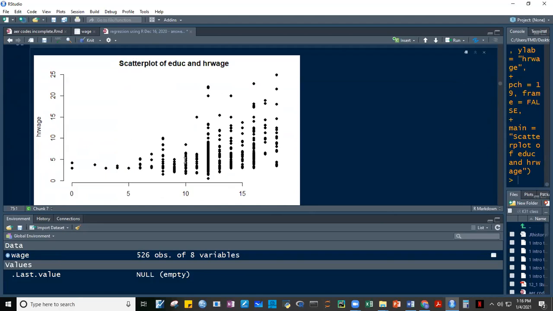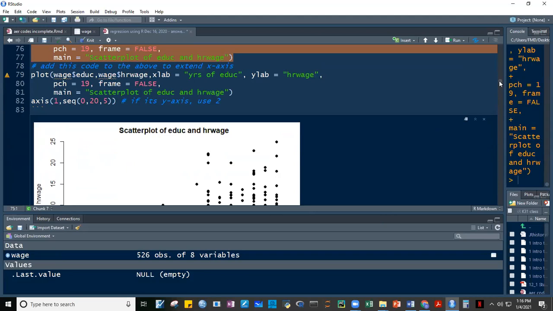Okay, so this is the plot, which is the same as, if you recall, guys, what we did in Excel.